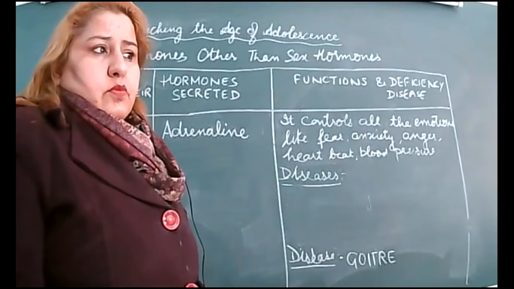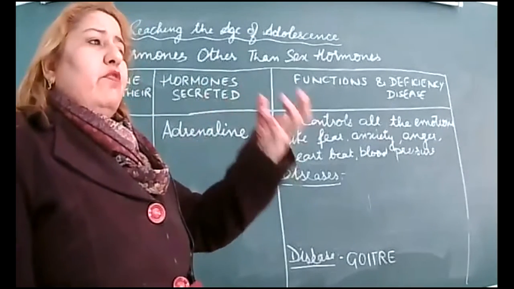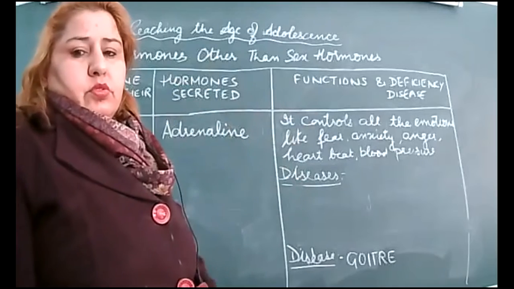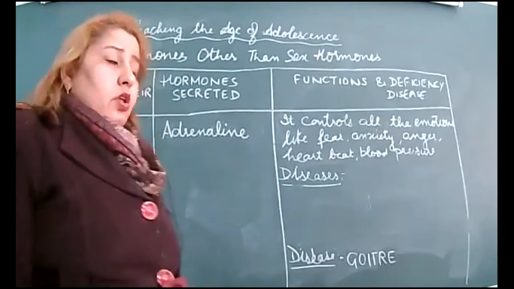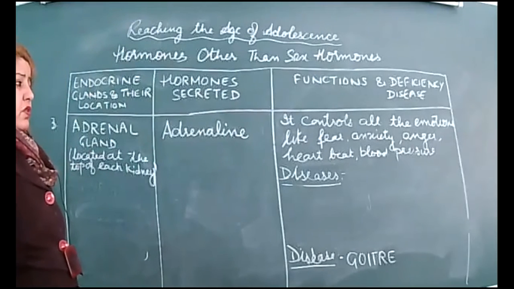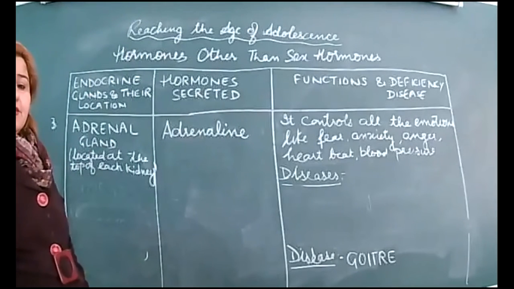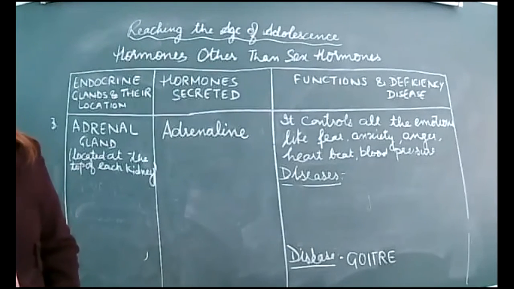मैम सेलुलर ऑक्सीडेशन का क्या मतलब होता है? When the cells के अंदर ऑक्सीजन के साथ, when we respire and it breaks down. Okay. And adrenaline controls all the emotions like fear, anxiety, anger. हमारे हर emotions को control करता है.